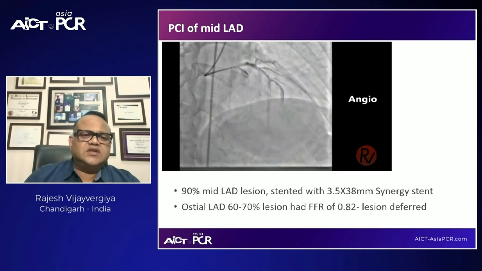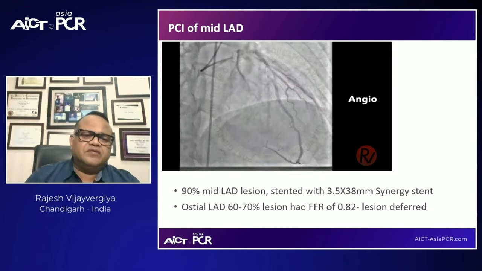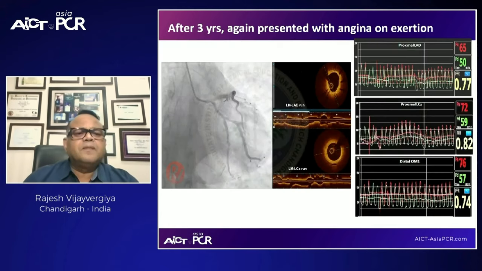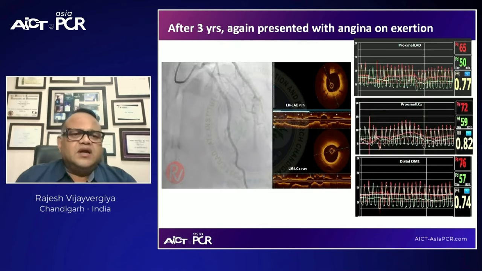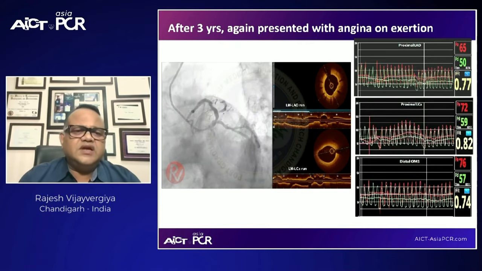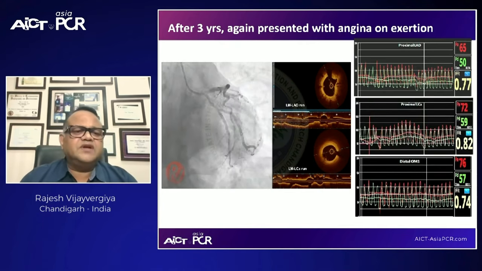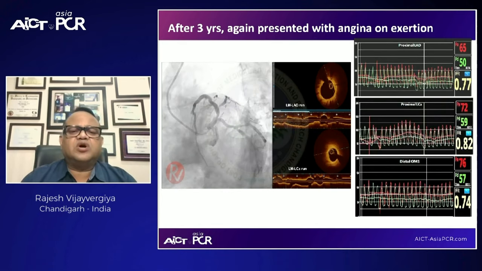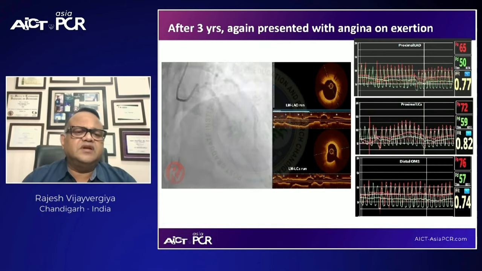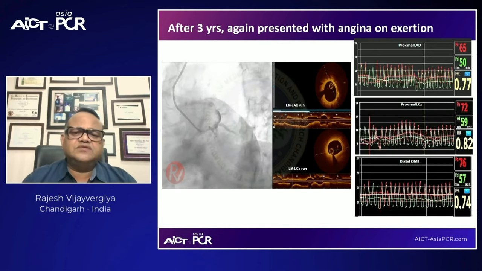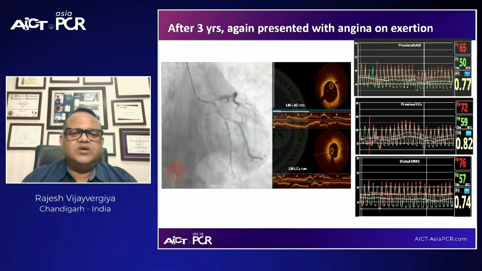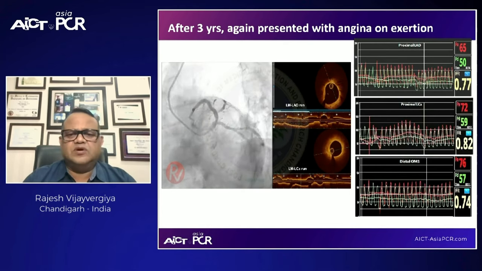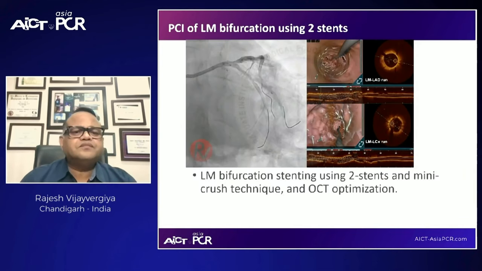Ostial LAD was assessed at that moment of time and was found to have an FFR value of 0.82, hence the lesion was deferred. This time, he again presented after 3 years with angina, and coronary angiography revealed significant ostial disease. The FFR value across the proximal LAD is 0.77. There is an additional OM disease, which now has an FFR value of 0.74, and the ostial or proximal LCX has an FFR value of 0.82.